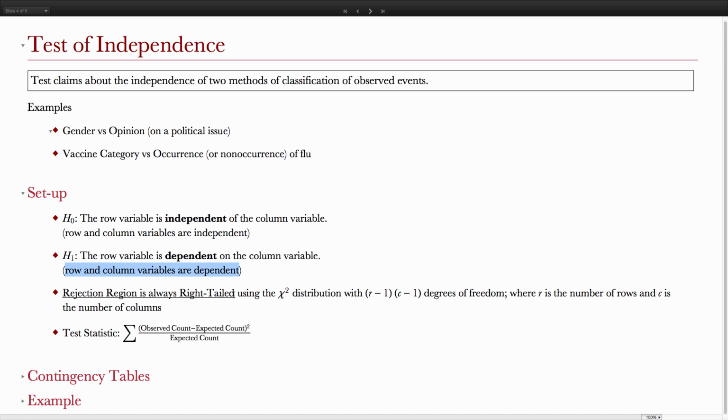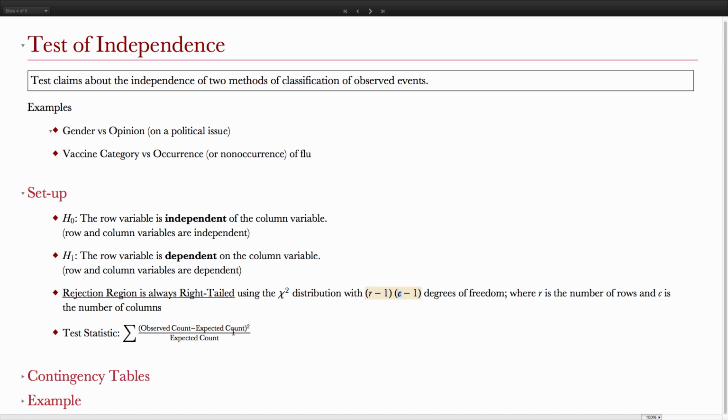Now the rejection region, as in the goodness of fit test, is always right-tailed. But the degrees of freedom is calculated a little differently. The degrees of freedom is given by (r minus 1) multiplied by (c minus 1). Now r here is the number of rows we have. In other words, the number of possible classes that the first method of classification has, and c is the number of columns, or the number of classes that the second method of classification has.